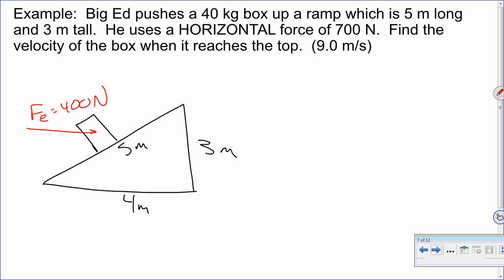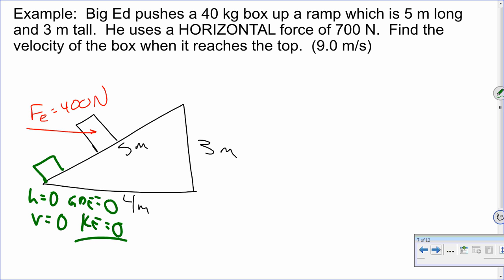Let's do this. Down at the bottom, tell me some stuff that I know that's important. GP is 0. Height is 0, GPE is 0. What else? It doesn't say. We'll assume it pushes it from rest. Sorry, that's my bad. Otherwise, there's no way you can solve this if you didn't make that assumption. So kinetic energy is 0, so the total energy at the bottom is 0, right?